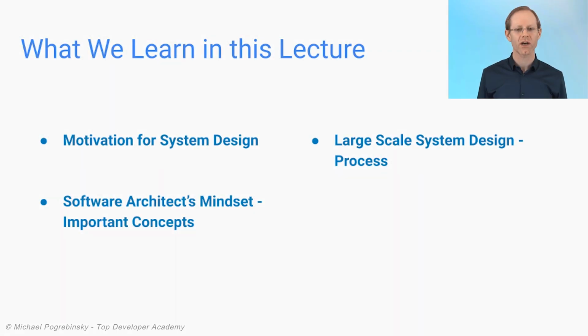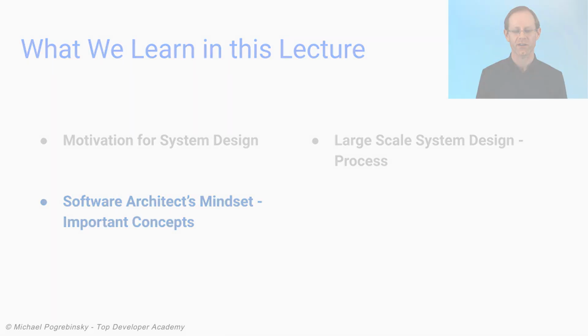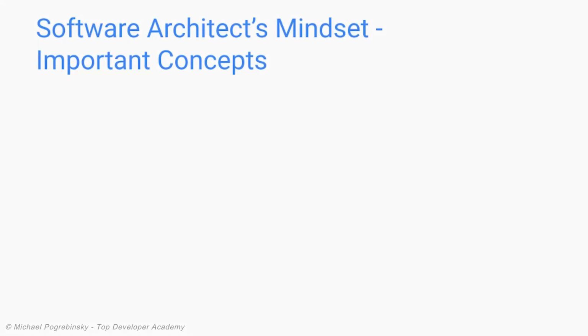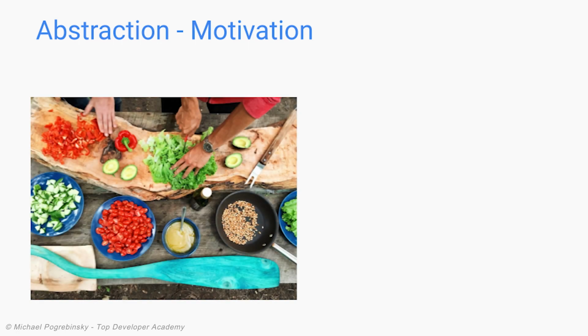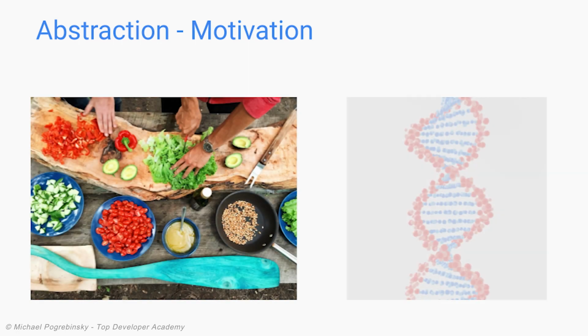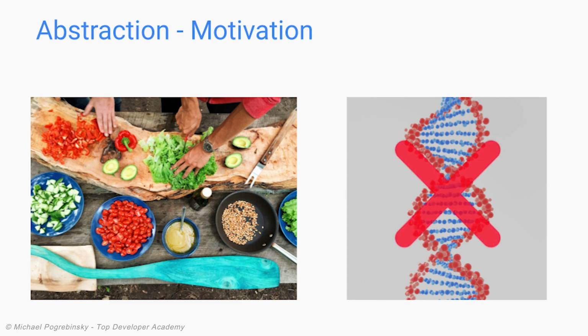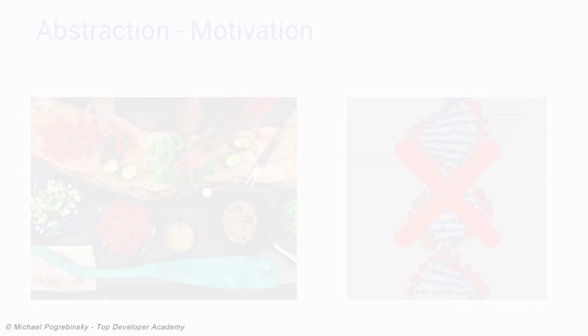Before we get into the actual process we're going to follow, I want to talk briefly about the software architect's mindset that you need to have to be successful with system design. The first important thing to understand is the concept of abstraction. When cooking a dish, you're likely thinking about the ingredients and their proportions and not the molecular structure of each type of food or spice in the recipe.